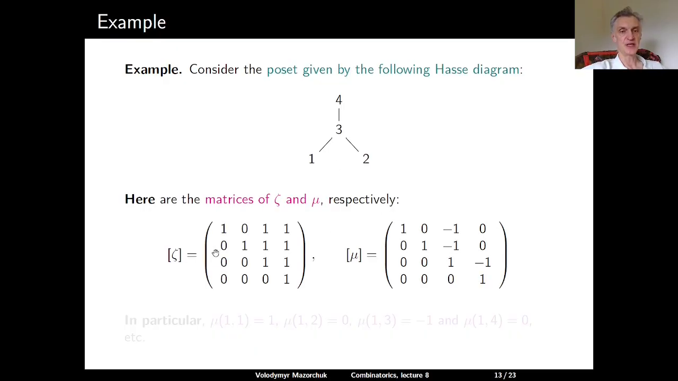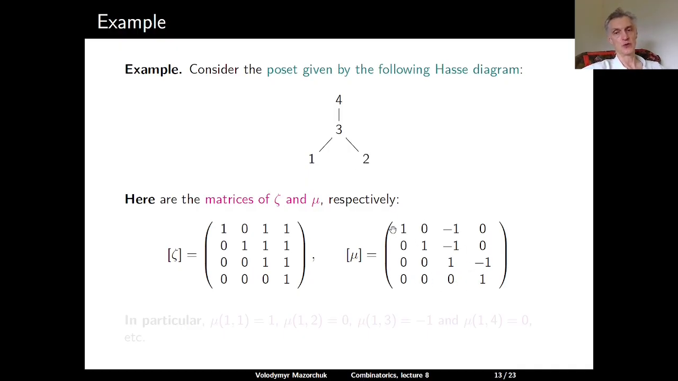The matrix for zeta is 1, 0, 1, 1, 0, 1, 1, 1, 0, 0, 1, 1, 0, 0, 0, 1. So we only have 0 here in row 1 and column 2. This is because 1 is not smaller than 2 in this poset. And the matrix for mu is 1, 0, minus 1, 0, 0, 1, minus 1, 0, 0, 0, 1, minus 1, 0, 0, 0, 1.